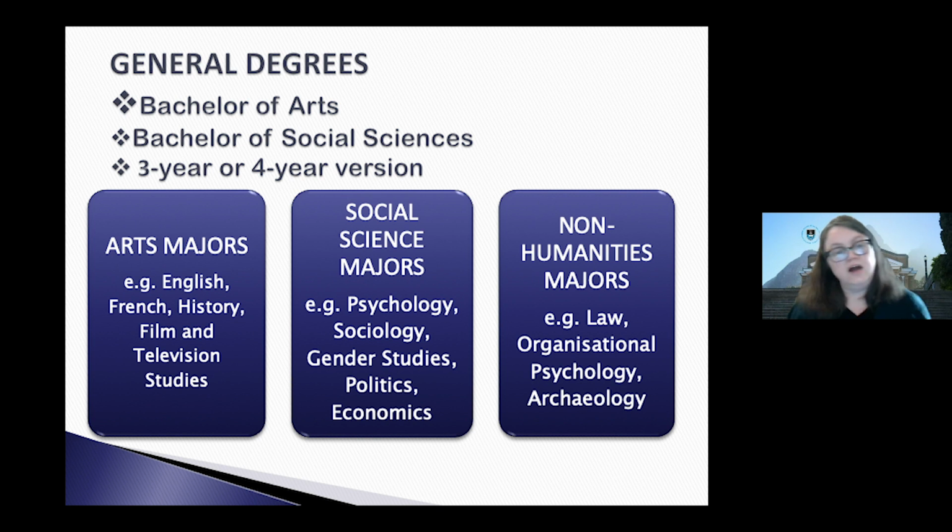So that division, arts are things like English, French, history, languages, media, film. Social sciences are your standard psychology, sociology, gender studies, politics, whatever. We also, in the humanities faculty, offer a bunch of non-humanities majors, which is where you will get the possibility of doing something like law or organizational psychology or maths or biology or whatever as part of the humanities degree. If you have 2 arts majors, you have a BA. If you have 2 soc-sci majors, you have a B-soc-sci. If you have 1 of each, you get to choose. Completely different, completely the same degree.